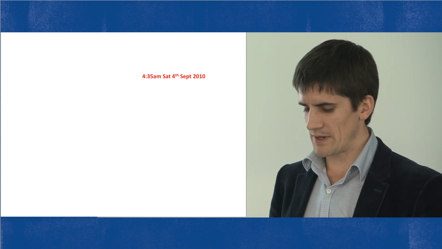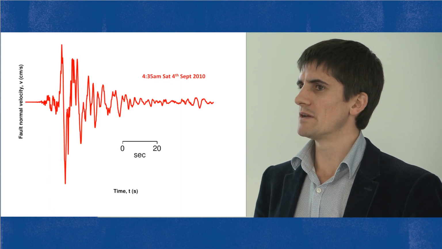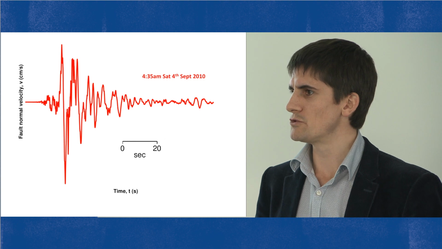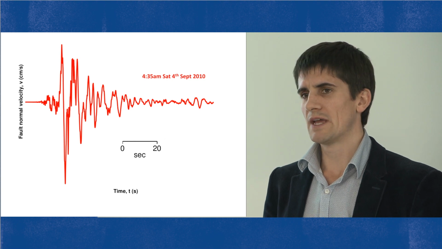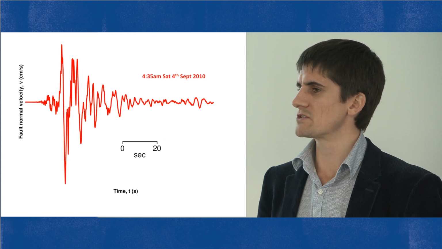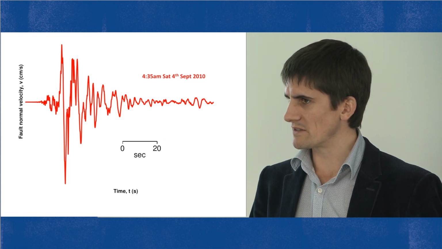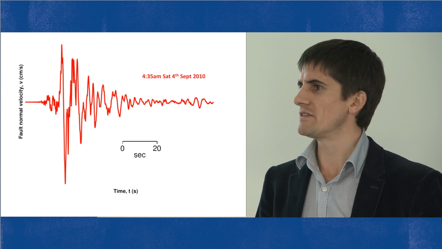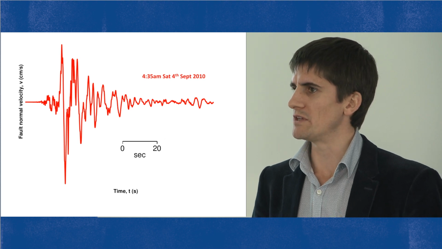But one of the first things to understand is how we can actually predict what might happen in a future earthquake in terms of ground shaking. And the main way that we do this is by developing models which allow us to both retrospectively predict what has happened in the past and then prospectively predict what might happen in the future.